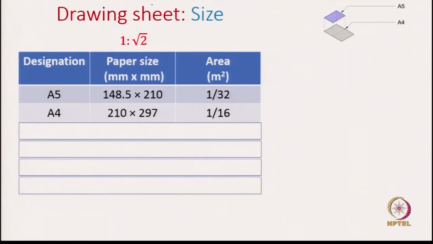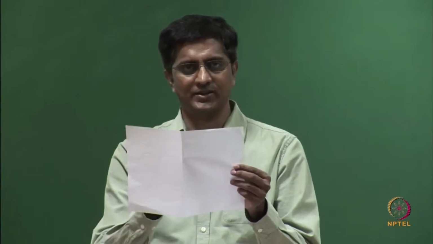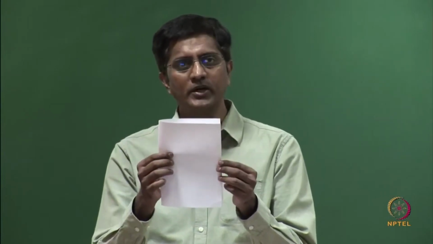Now, this is A4. What are the other sheets which are available? If you want to go to a smaller sheet than A4, then what we have is A5. Essentially, we are folding this A4 sheet into half the area. As you can see, I have folded it about the length. The length will be half, but the width will now become the length in A5, and therefore the area is 1/32, which is half of A4.